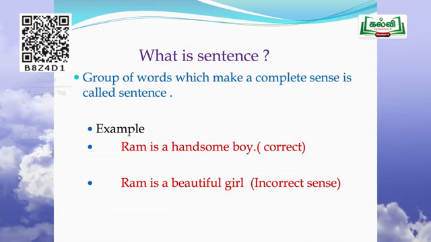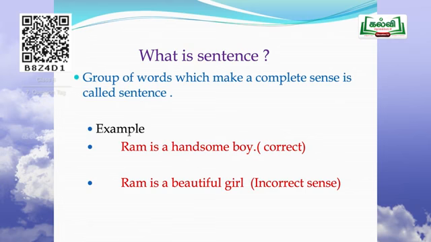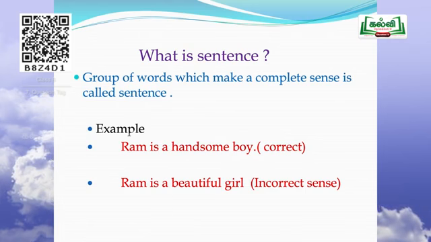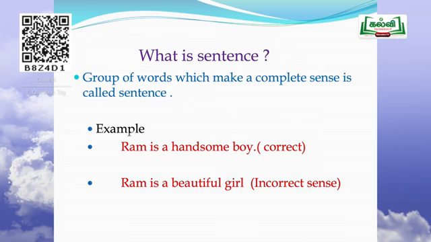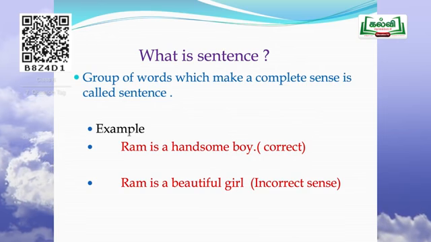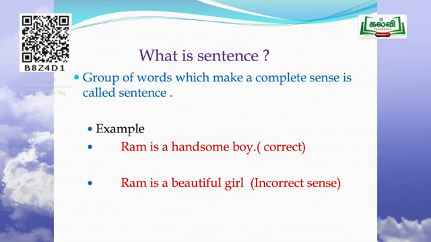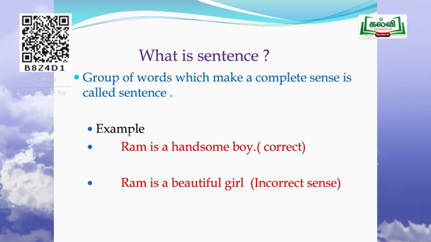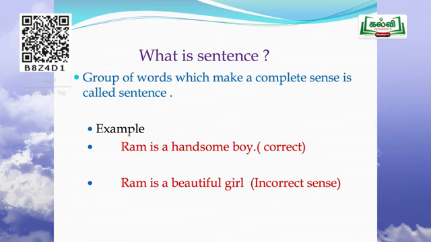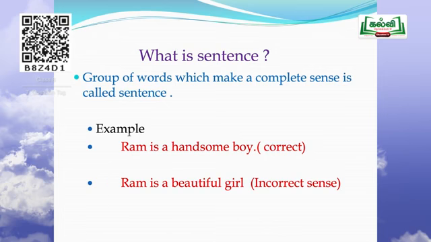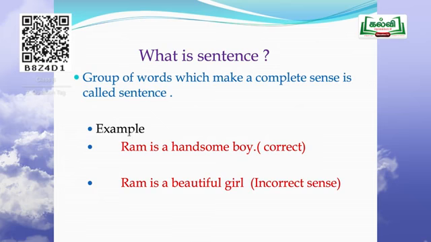For example, Ram is a handsome boy. This is a right structure and it gives a complete sentence, so it is called a sentence. Let's take another example. Ram is a beautiful girl. Is it right? No. Why? Because Ram is not a girl. Even though the sentence has a right pattern, it doesn't give correct sense. So this is not a meaningful, sensible sentence. A group of words should make complete sense, then only it is called a sentence.